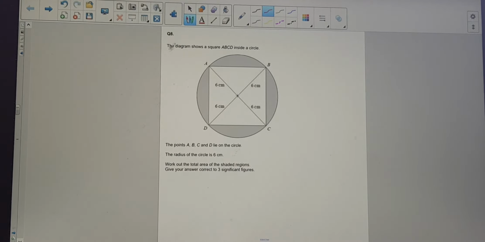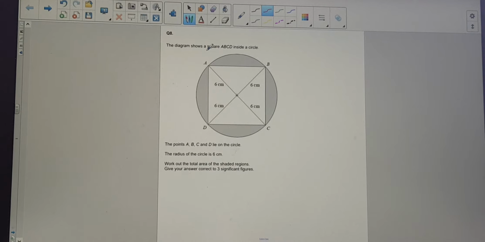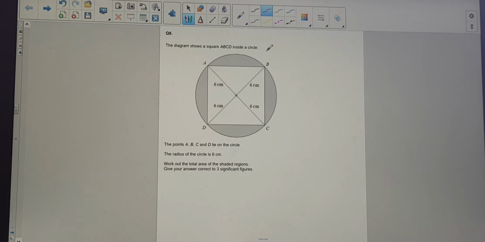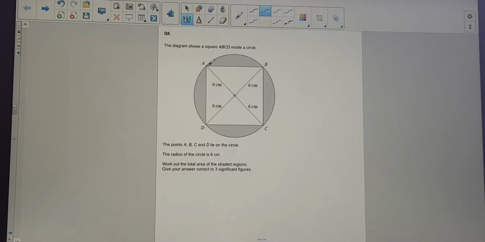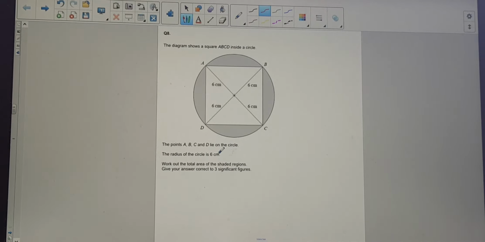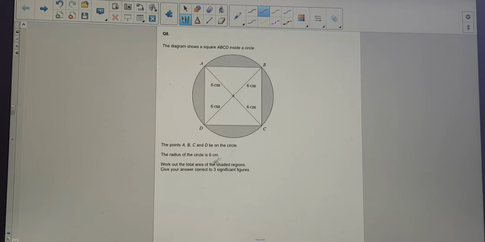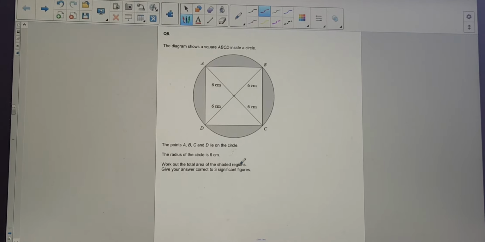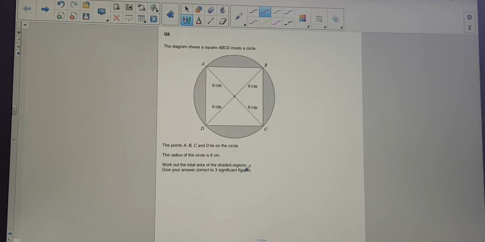Right. The diagram shows a square, ABCD, inside a circle. That's very important, that that is a square in there. The points A, B, C, and D lie on the circle, so they're touching it, meeting it at the circumference. The radius of the circle is 6 centimeters. Work out the total area of the shaded regions. Give your answer correct to 3 significant figures.